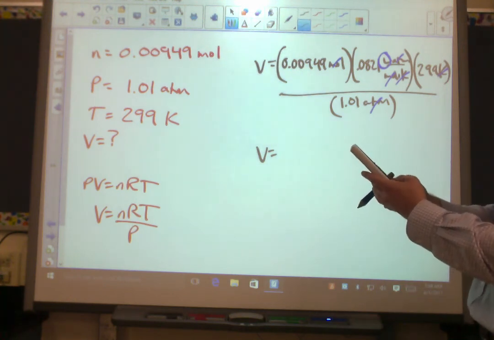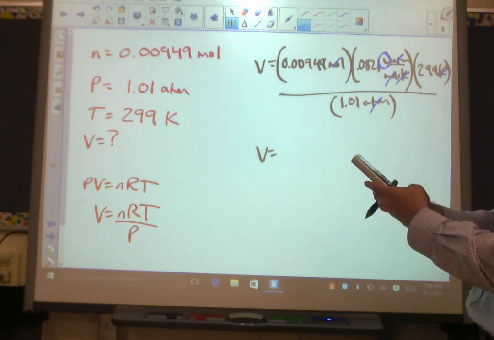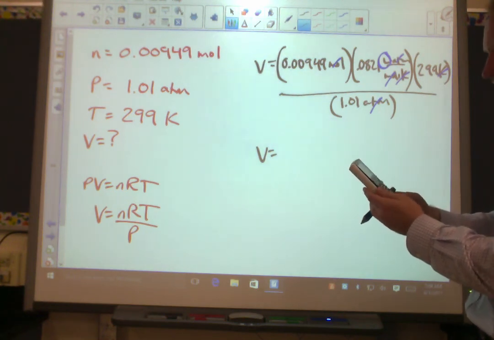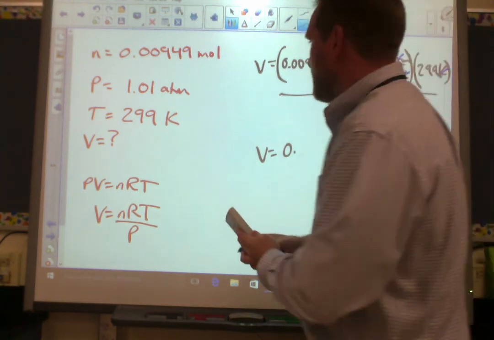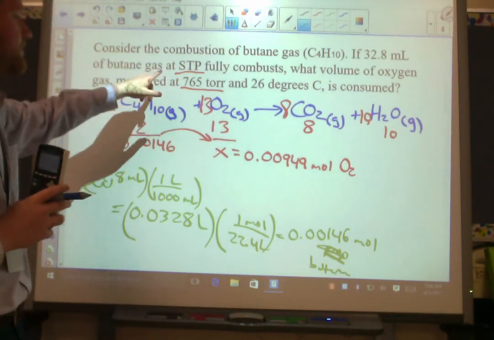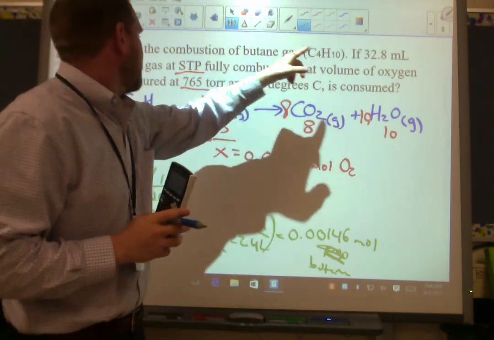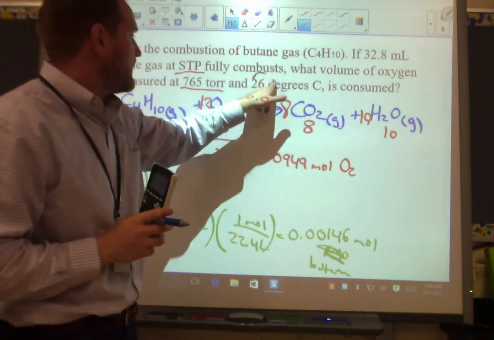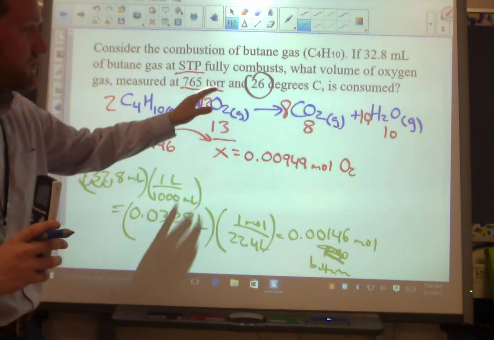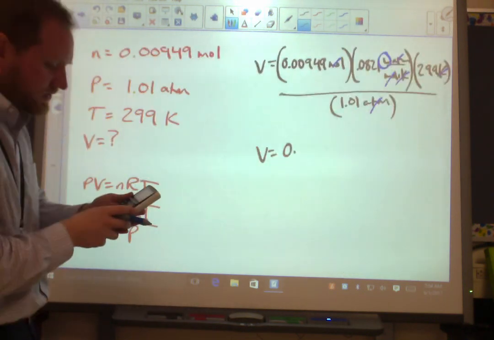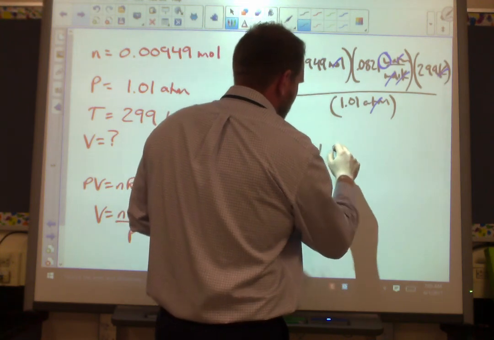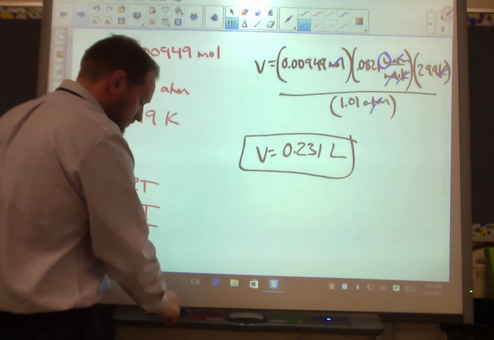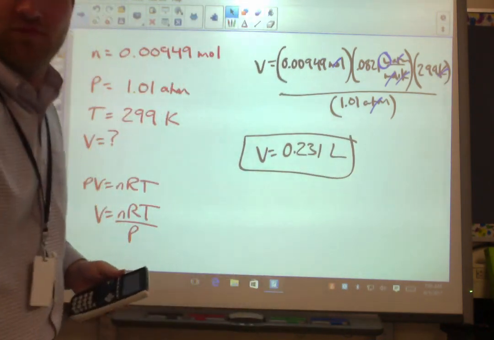0.00949 times 0.0821 times 299 divided by 1.01 gives me 0. Now I'm checking sig figs. Let me look back in my original problem for sig figs. I see 3 sig figs, 3 sig figs, and again you might think 2, but no, we didn't use 26, we used 299. So 3 sig figs, 0.231. The unit is liters. Okay? And that's it.